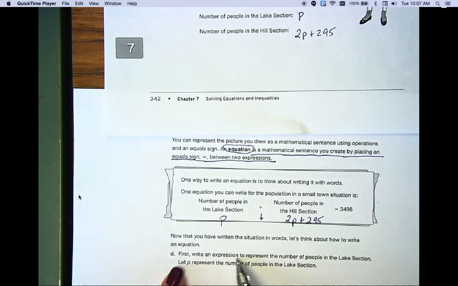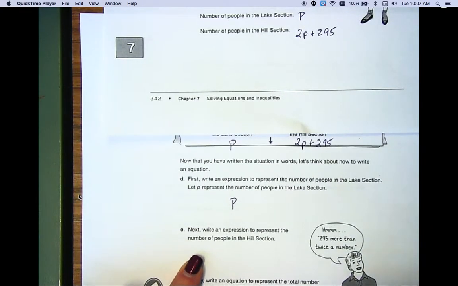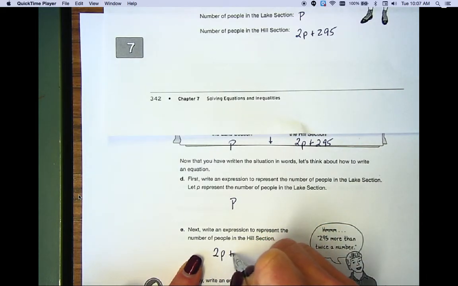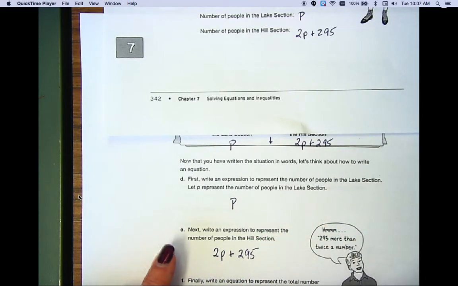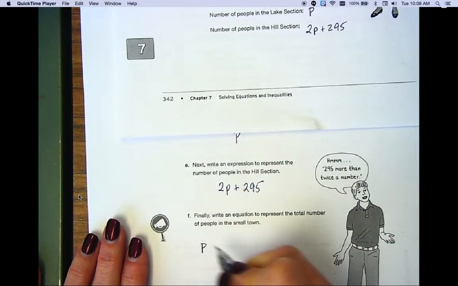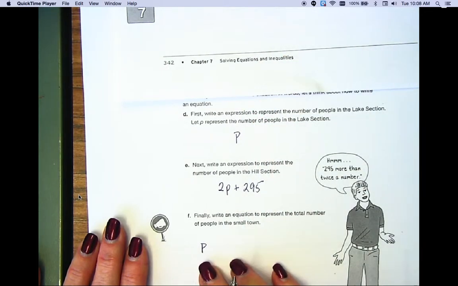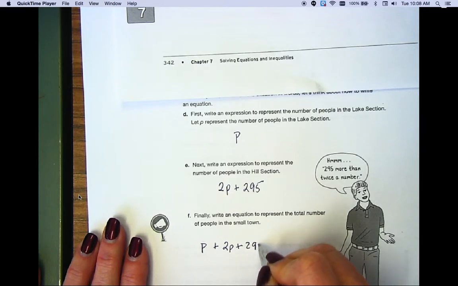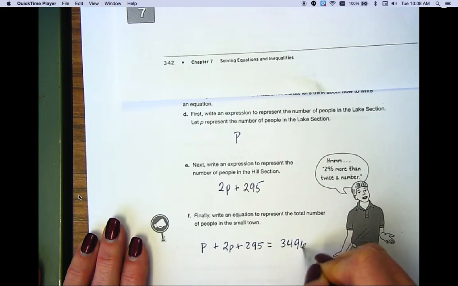It says first write an expression to represent the number of people in the lake section. We said that was P. Next, write an expression to represent the number of people in the hill. We already said that's 2P plus 295. So if we're going to turn this into an equation, I have people in lake plus the people in hill, and that has to equal my 3,496.